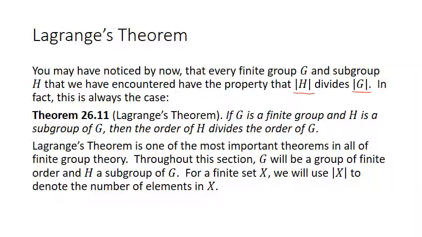So throughout this section, we're going to stick with the convention that G will be a group of finite order, and then H is going to be a subgroup of G. And then we're also going to use this notation right here. Previously, we had only been using that for groups and subgroups, but we're going to use that for any finite set X to denote the number of elements that are in X. That's a pretty standard set notation for the number of elements in a set, so I hope you've seen it before.